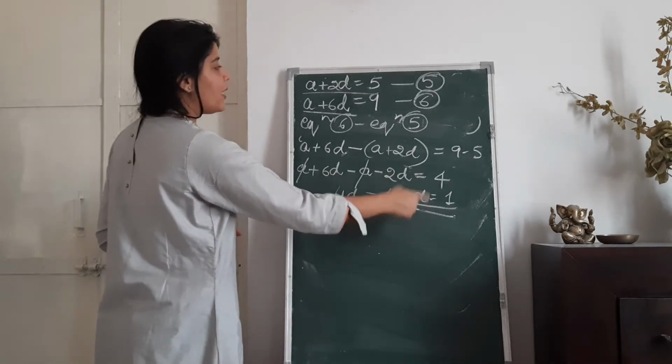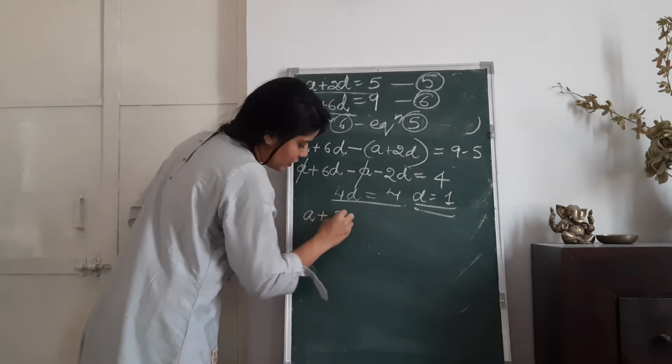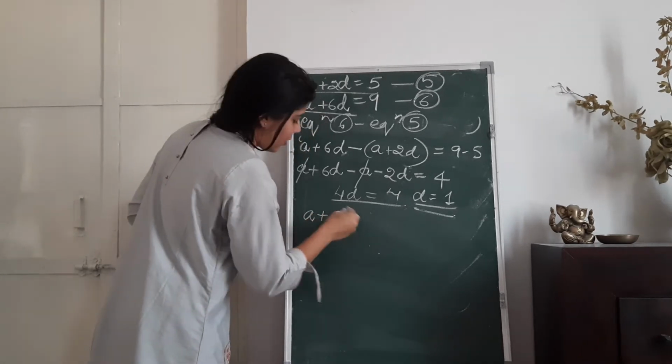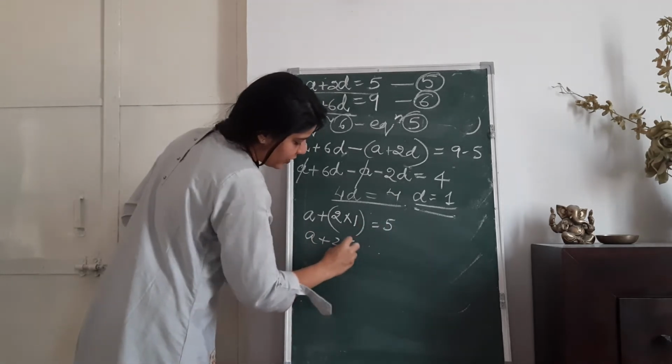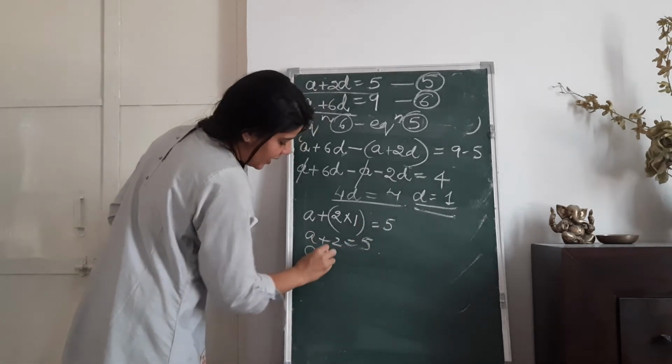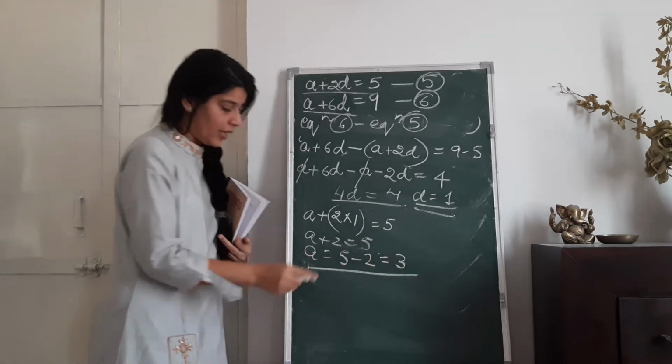So let us put D equals 1 in the 5th equation. Then I get A plus 2 into 1 is equal to 5. A plus 2 is equal to 5, and A is equal to 5 minus 2, which is equal to 3.